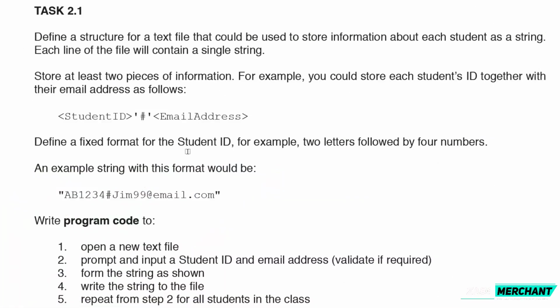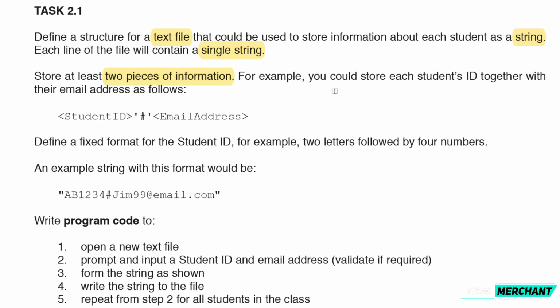Okay guys, so we'll start with task 2.1 now. Task 2.1 says define a structure for a text file that could be used to store information about each student as a string. Each line of the file will contain a single string. This needs to be a single string. Store at least two pieces of information.